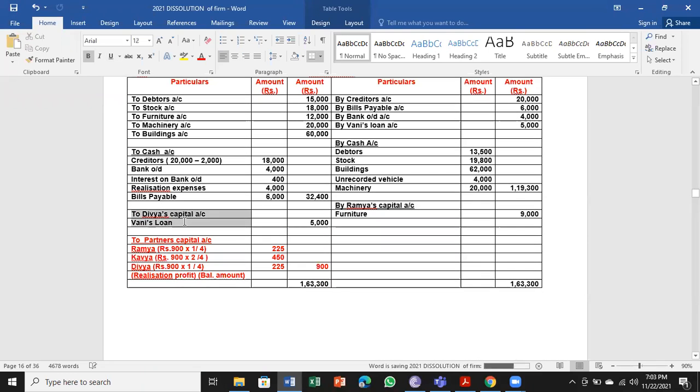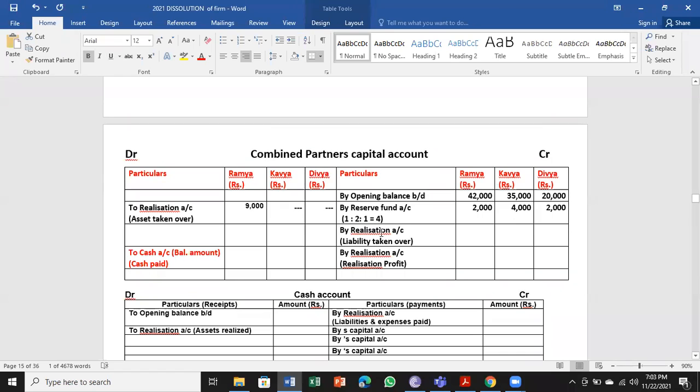Similarly, we have here Divya's capital account. Divya has taken over Vani's loan of rupees 5,000. So this is the opposite entry again, by realization account. The meaning will be liability taken over. Divya has taken it over, so the other 2 partners have not taken any liability. For them, nothing to enter.